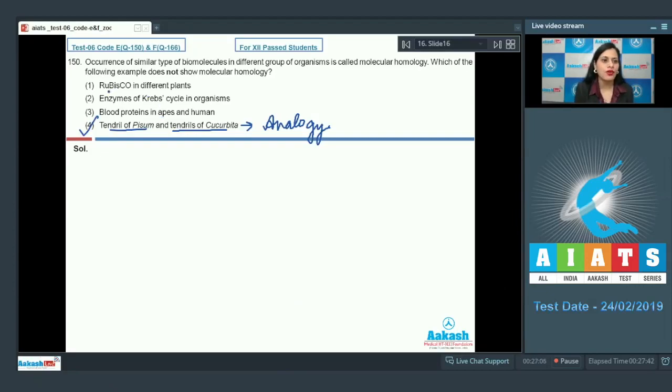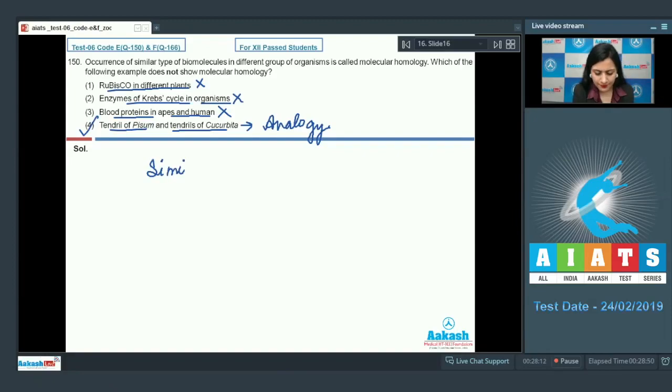The very first option given is Rubisco in different plants, and this is an incorrect option. Rubisco is an universal enzyme in plants. The next option is enzymes of Krebs cycle in organisms, and this is an incorrect option because Krebs cycle is found in all eukaryotes having same enzymes. And the next option is blood proteins in apes and human, and this is an incorrect option because blood proteins in apes and humans are similar and represents homology.